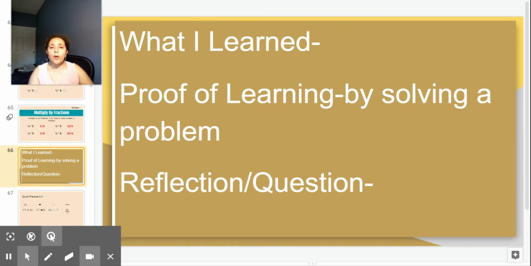All right, so what did you learn today? Write down what you learned. Proof of learning by solving a problem similar to what we did, and a reflection and a question you may have.